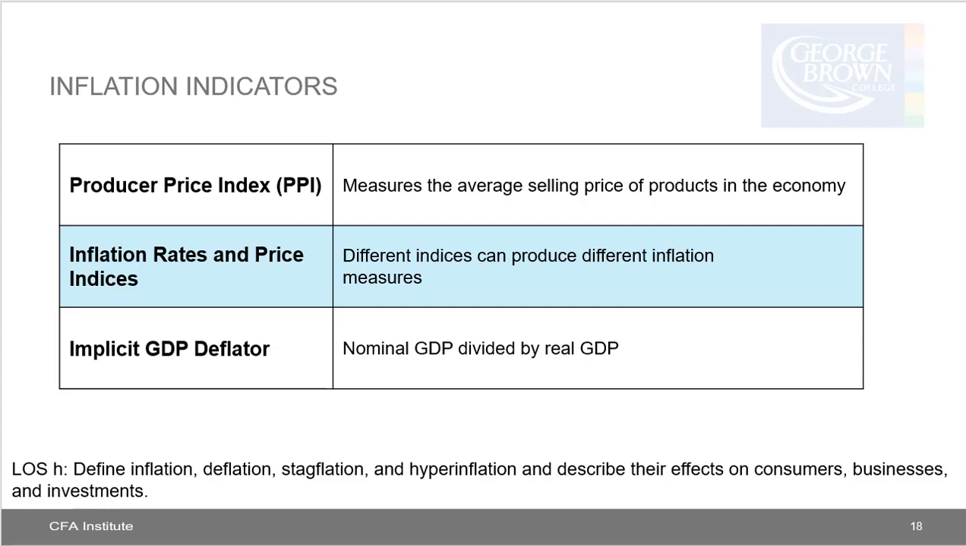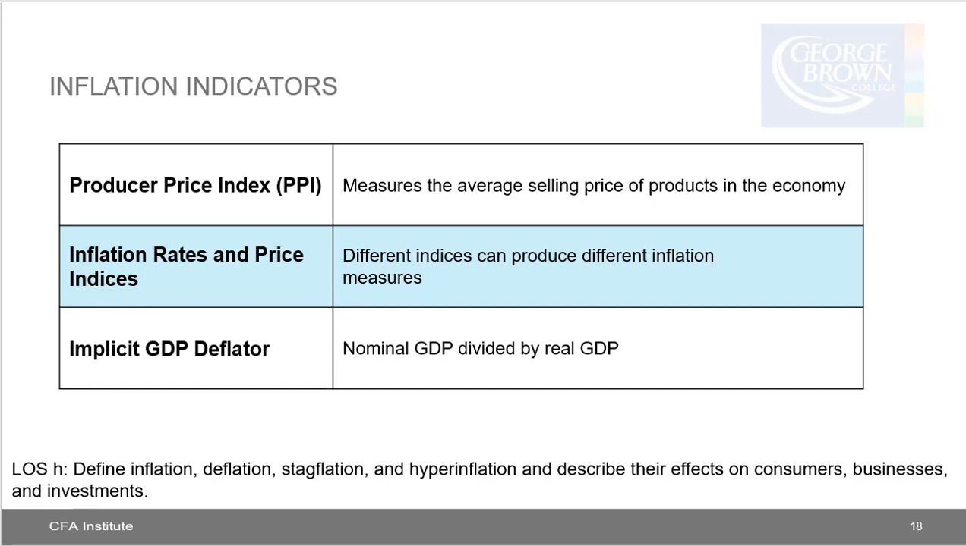This slide is continuing with some inflation indicators, and the Producer Price Index, the PPI, is another measure of inflation. It measures the average selling price of products in the economy. It is broader than the CPI because it includes the price of investment products, but is also narrower in that it does not include services. So producer price indices are published several ways. 1, by individual industries, 2, by commodity classifications, and 3, by the stage of processing products such as raw materials and finished products. Different indices can produce different inflation measures even in the same country over the same period.